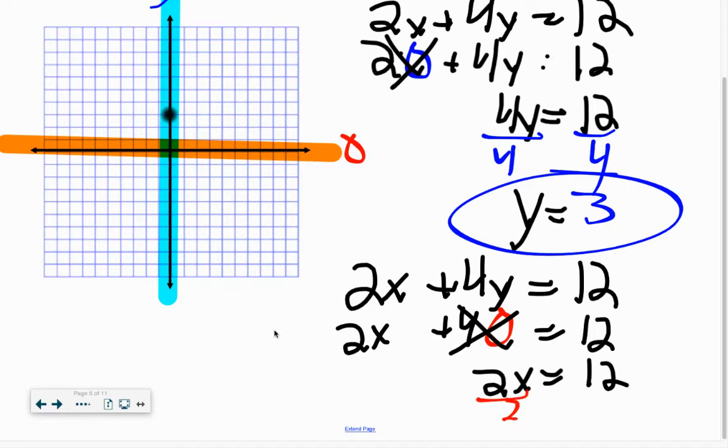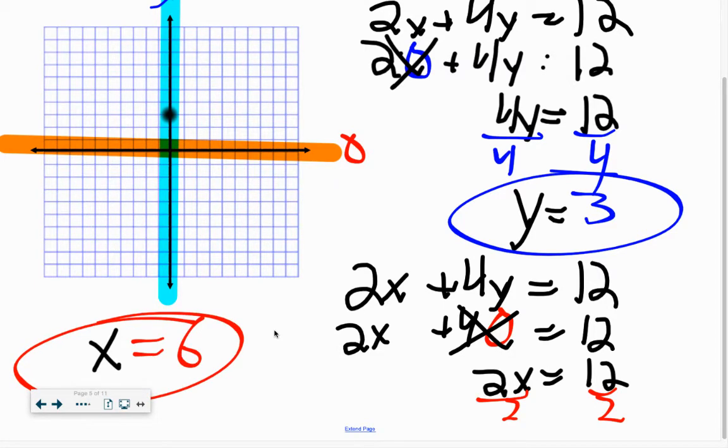You divide both sides by 2. Run out of room, so I'm going to sneak it over here where x equals 6. Circle that up. That's not your final answer. That's where your x-intercept is at. That's the point 6, 0. So we need to graph that. Count carefully. Go over 6 spots. And put a dot. You've got 2 points.